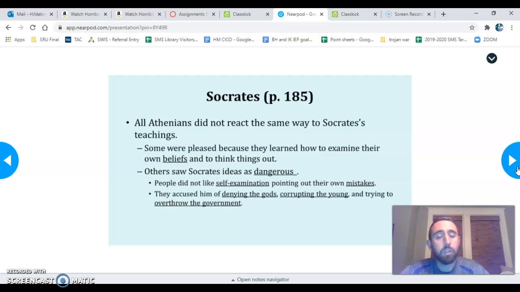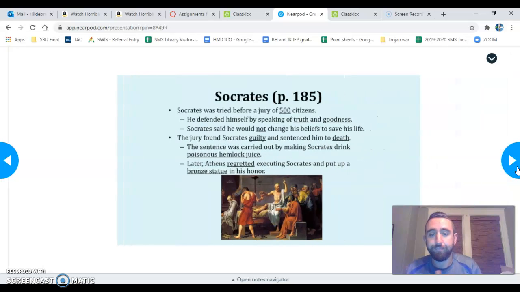So people started to accuse him of all kinds of things. Some of the things he was accused of, and wrongfully so, was denying the gods, denying their religion, just because he would ask questions about religion. They also accused him of corrupting the young or the youth because he taught a lot of students. And then also trying to overthrow the government because he would ask questions about democracy, monarchy, tyranny, oligarchy, all those ancient Greek governments. He would ask questions about them and try to figure out what's best. And people didn't like that. They felt like they were being challenged.